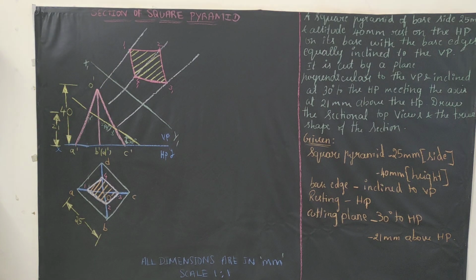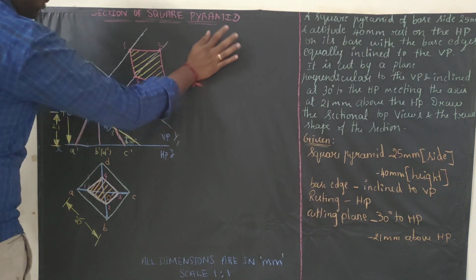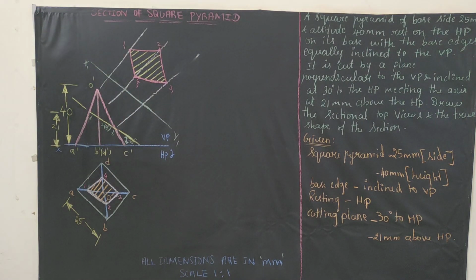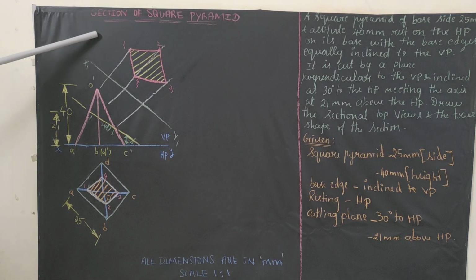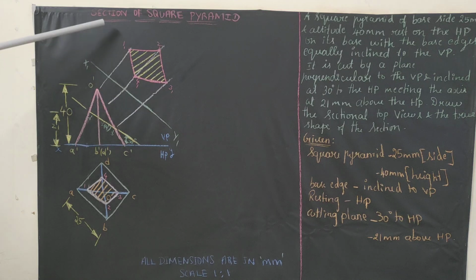Hatching is 45 degree and should be equal spacing. Later on what you need to do is try to rub the unwanted lines so that your diagram will be looking good. Height of the text is 10 mm. The heading is section of square pyramid. So it should be written with a capital letter and height of the text is 10 mm.